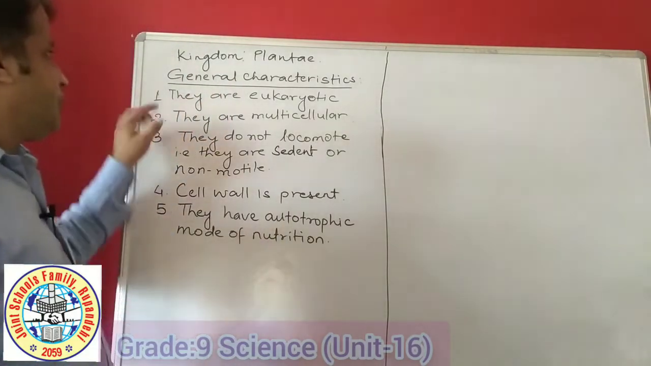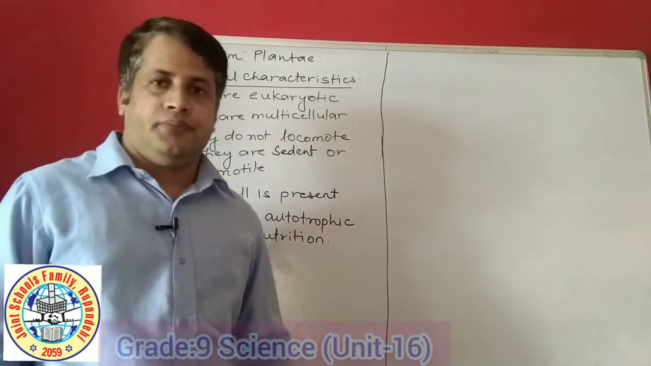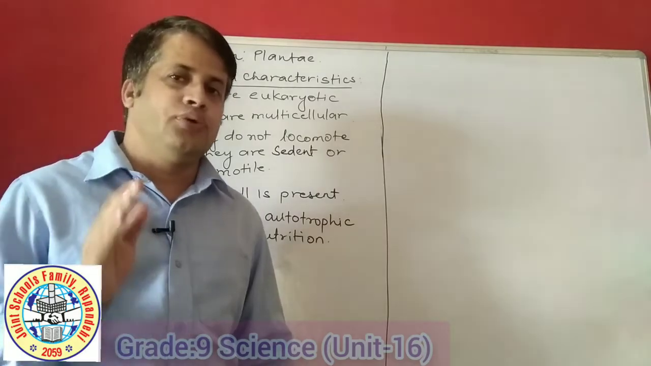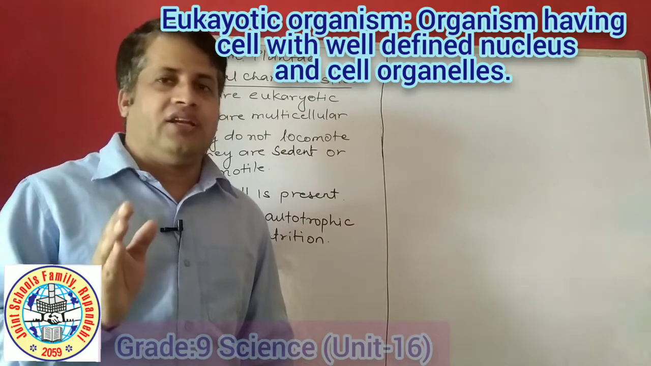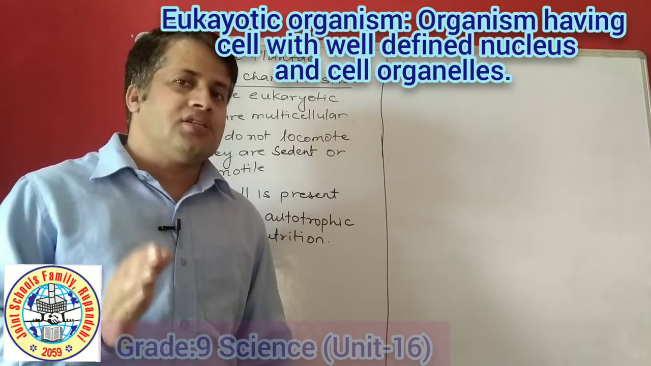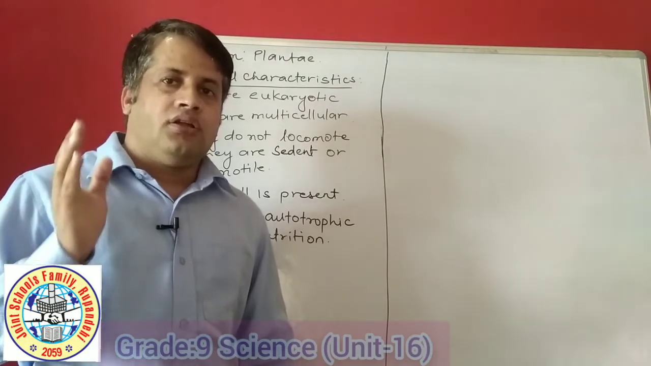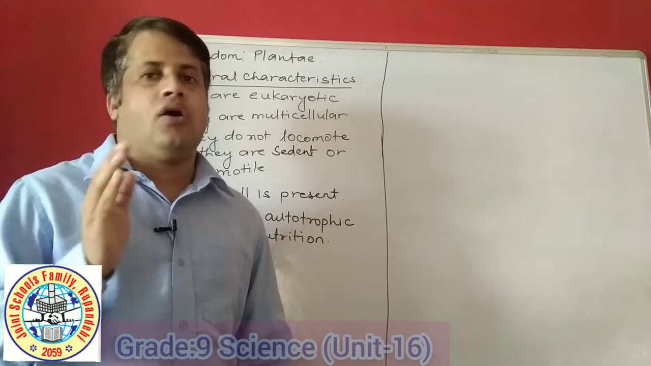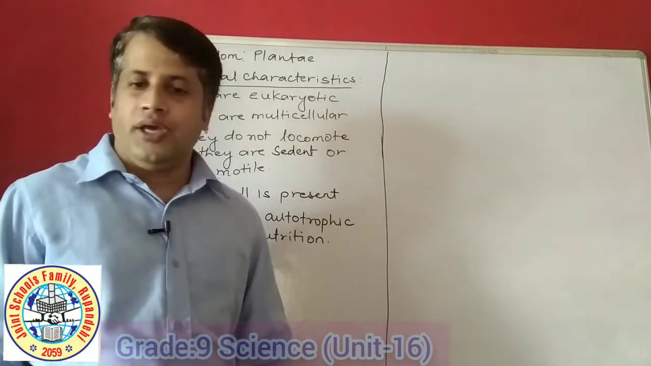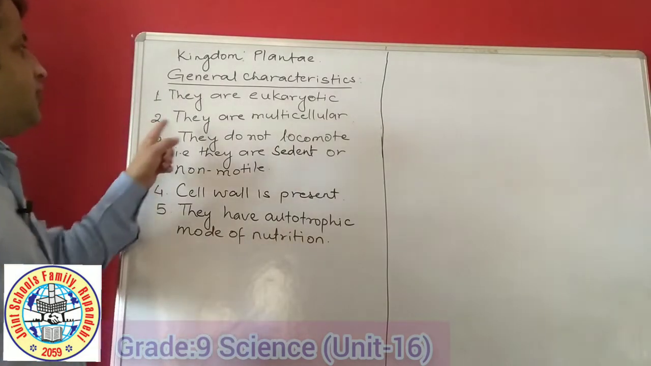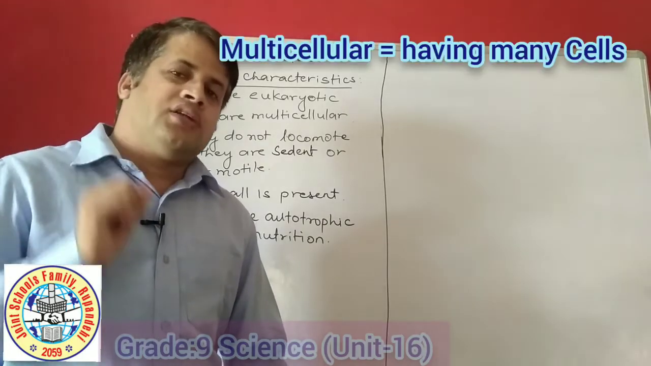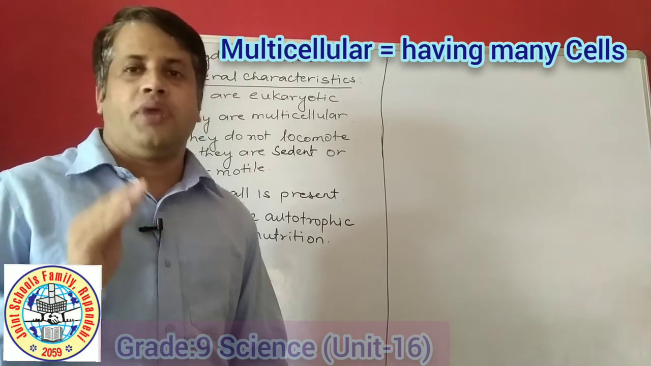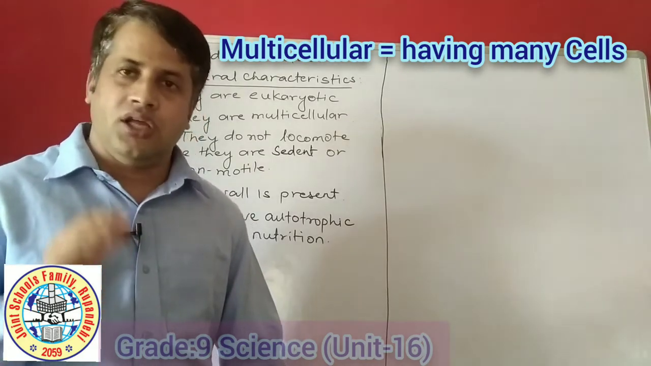Okay, so the first characteristic is that they are eukaryotic. What does that mean? It means the cells have a well-defined nucleus, and cell organelles are present inside the cell wall or cell membrane. Next, they are multicellular organisms. Multicellular means the organism has many cells in it, which we have already learned.